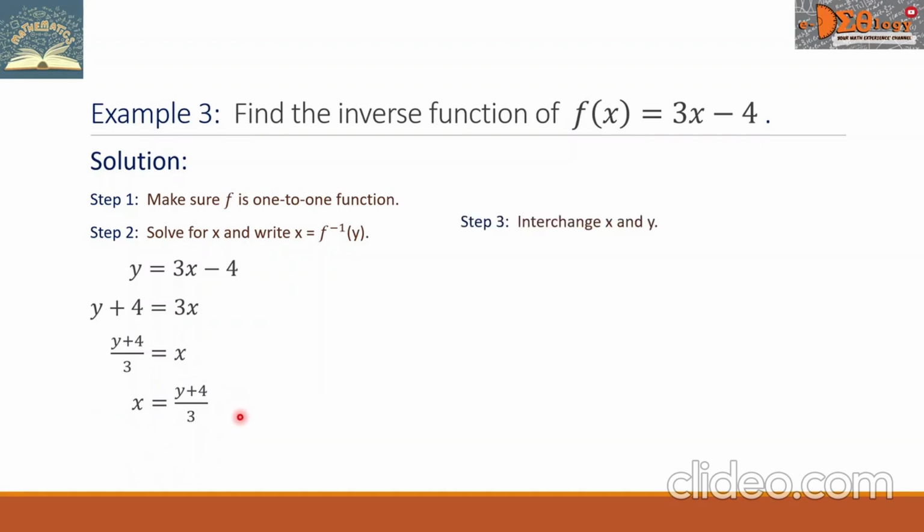Then we go to step 3. We interchange x and y for this equation. That means the x becomes y and the y becomes x. So this equation now is y equals (x + 4) all over 3. Now this y we change as the inverse of this f. So we have f inverse of x equals the right side fraction (x + 4) over 3. This is the inverse function of our original problem.